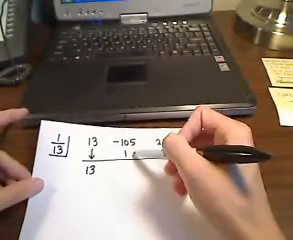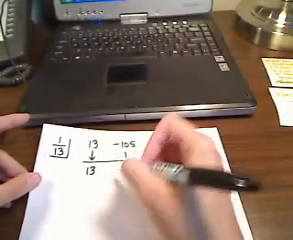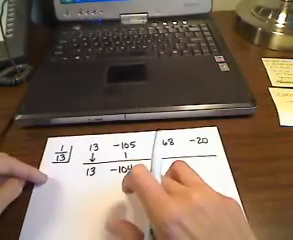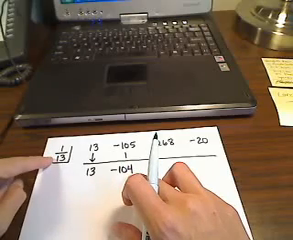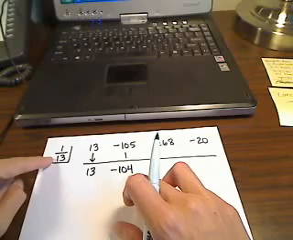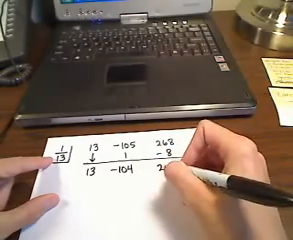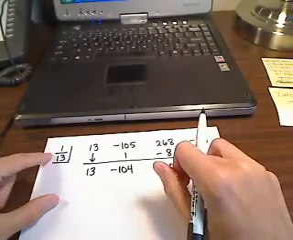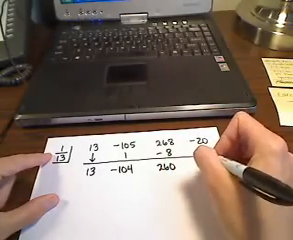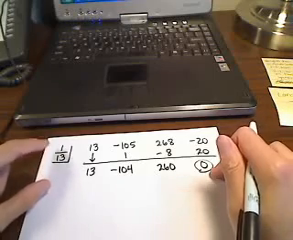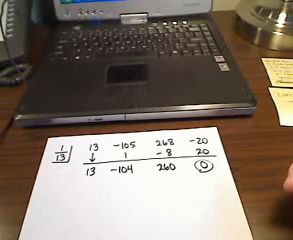Then I'm going to add these two. So negative 105 and 1, that's a negative 104, and then I do this all over again. Negative 104 times 1/13 is a negative 8. Then I add, so I get a positive 260. 260 times 1/13 is positive 20. And then when I add those I get a 0, and this right here is what tells me that 1/13 is one of my zeros.